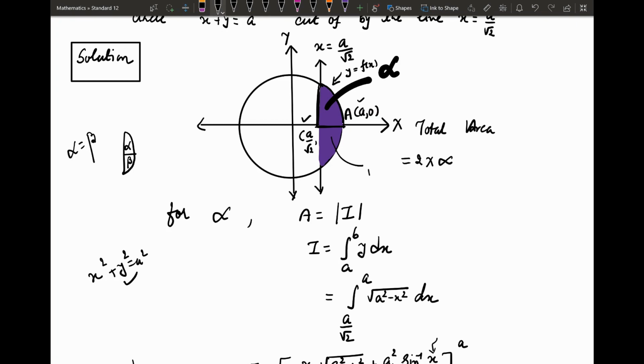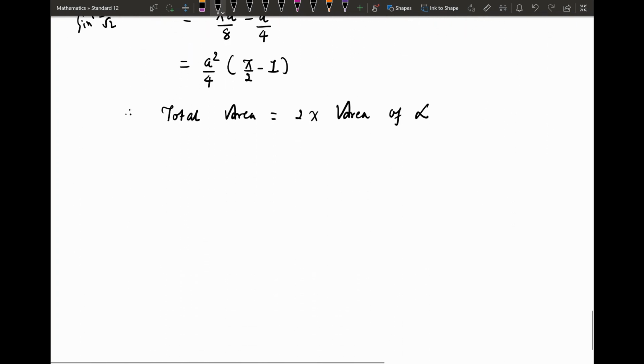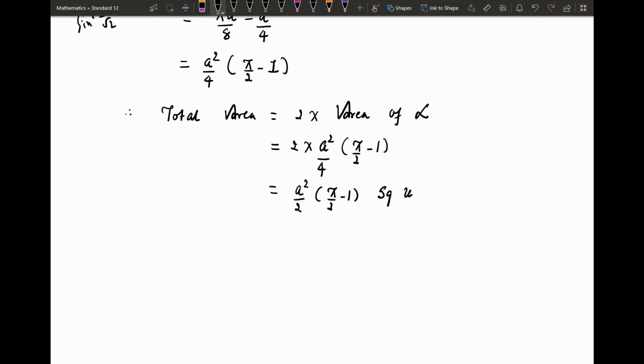You check this one, we have only obtained the area of alpha. This portion is alpha and beta, as we have discussed. It is symmetric about the x axis, so both portions are equal. Only find out the area of alpha, then multiply it by 2, so 2 into a square by 4 into pi by 2 minus 1. So the final answer will be a square by 2 into pi by 2 minus 1 square unit. This will be the required area.